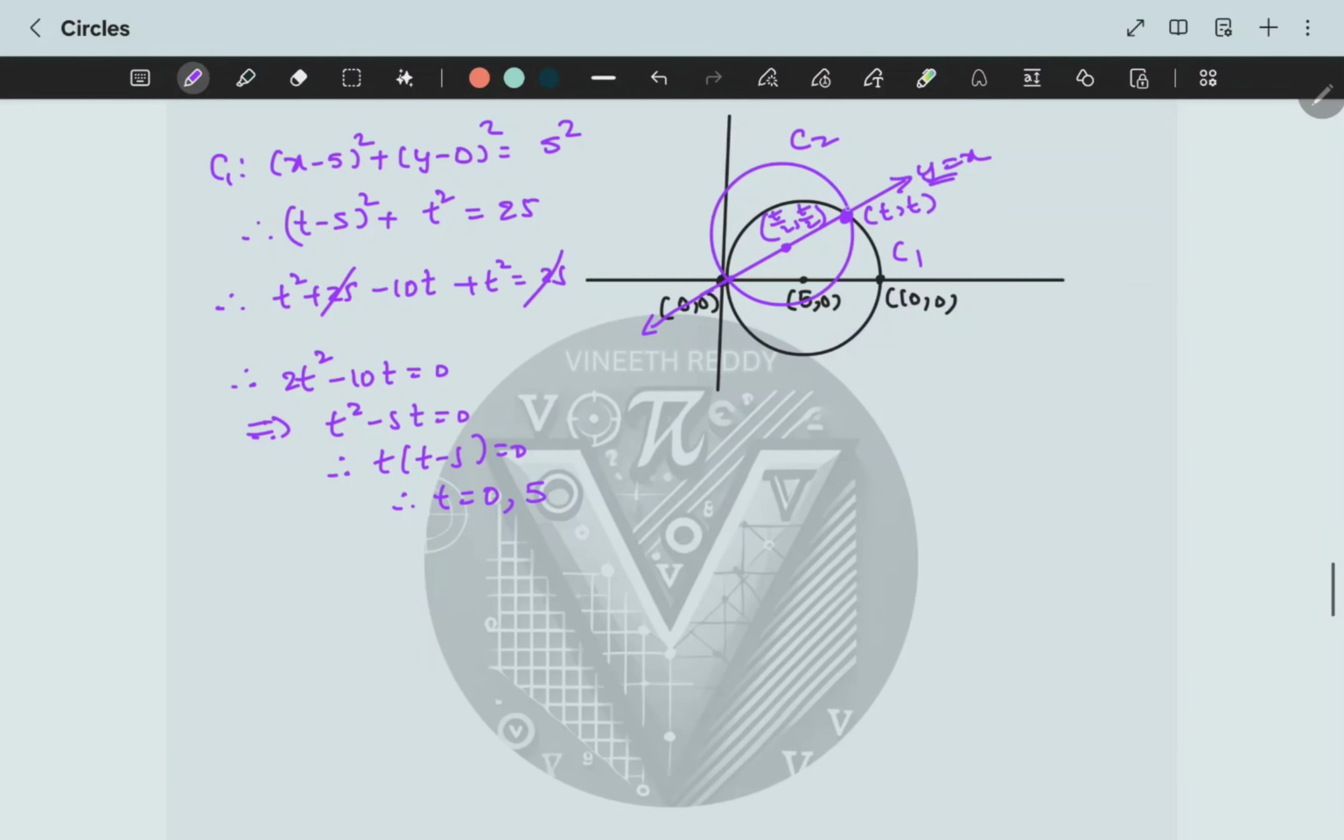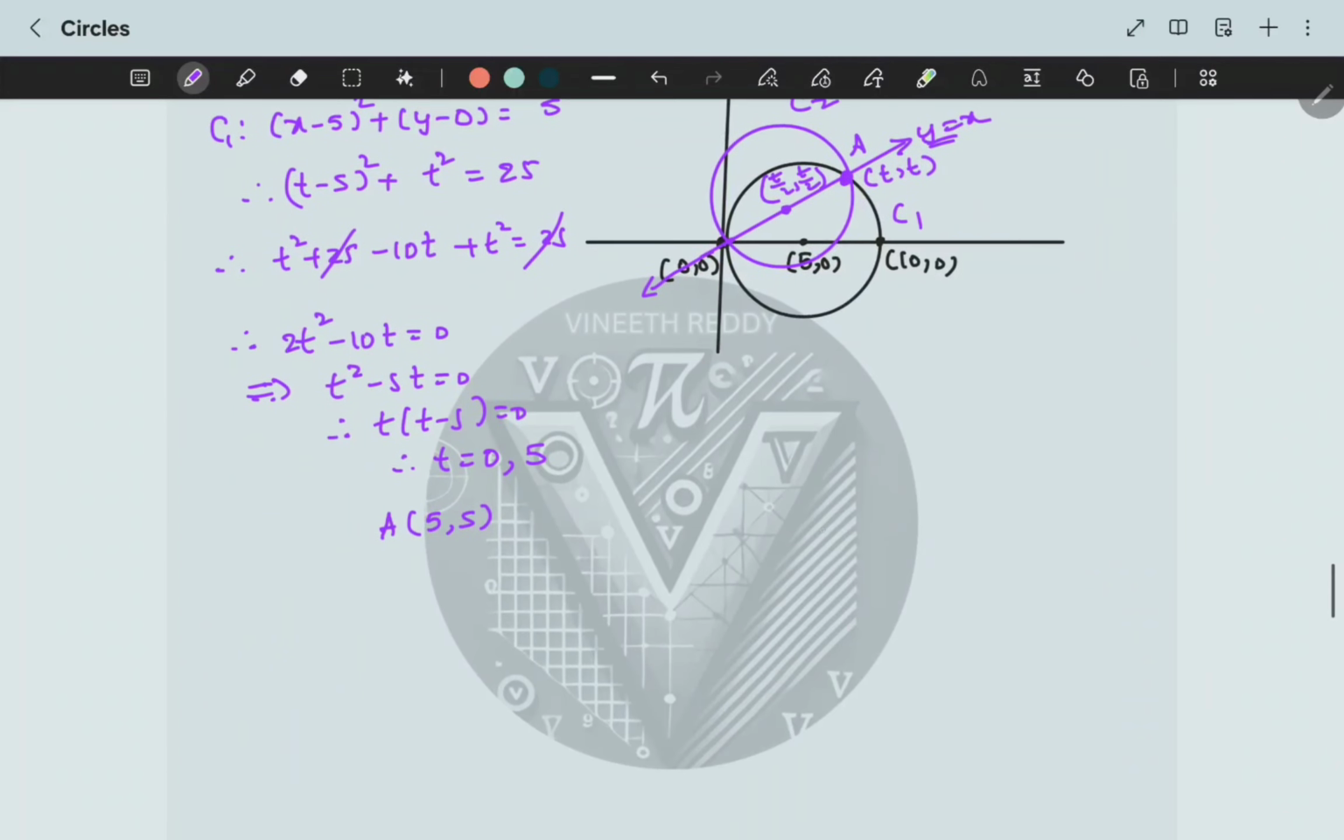Perfect. So that means this point A has the coordinates 5, 5. So what is the center of the second circle? Let me draw the second circle once again. Second circle is something like this. So the center of the second circle will be 5 by 2, 5 by 2.